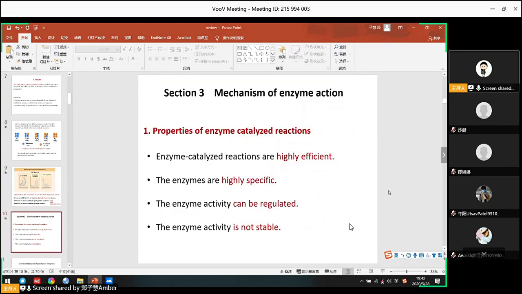Next is the mechanisms of enzyme action. Firstly, the properties of enzyme-catalyzed reactions. There are 4: high efficiency, high specificity, can be regulated, and unstable.